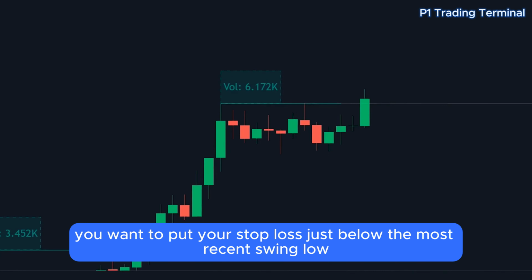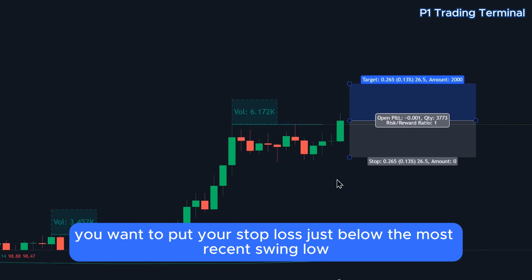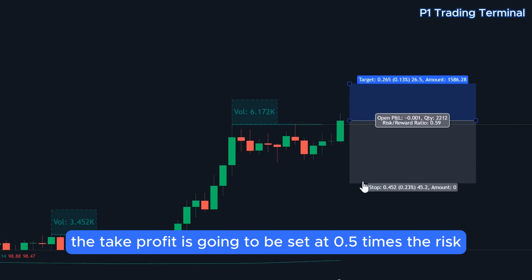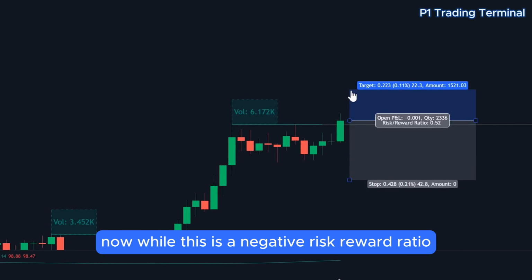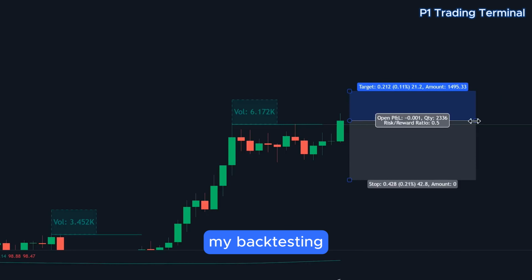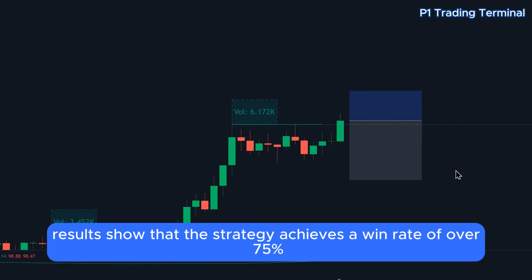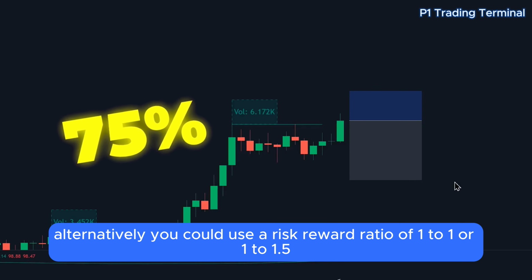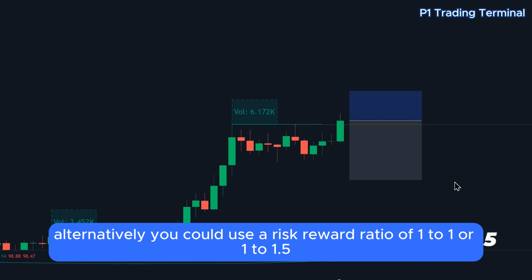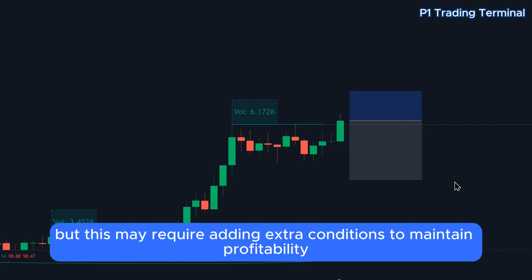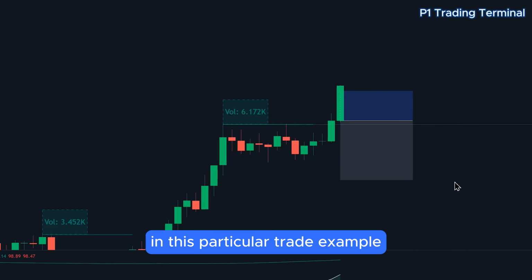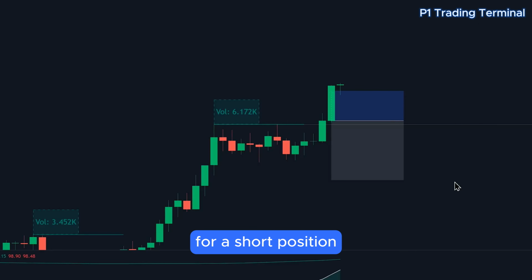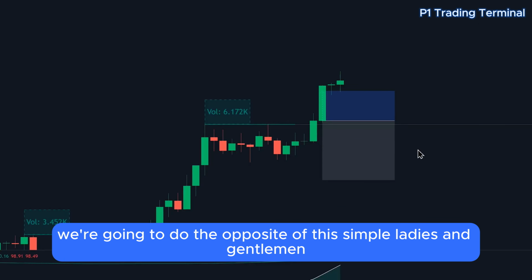You want to put your stop loss just below the most recent swing low. The take profit is going to be set at 0.5 times the risk. Now, while this is a negative risk-reward ratio, my backtesting results show that the strategy achieves a win rate of over 75%, making it profitable overall. Alternatively, you could use a risk-reward ratio of 1:1 or 1:1.5, but this may require adding extra conditions to maintain profitability. In this particular trade example, the trade was profitable. And of course, for a short position, we're going to do the opposite. Simple.